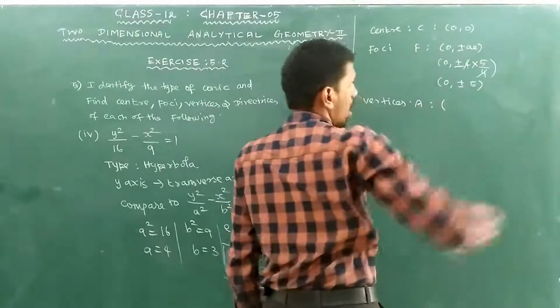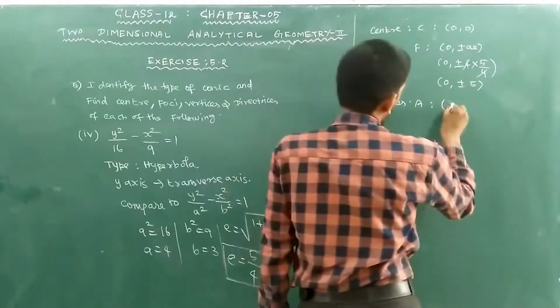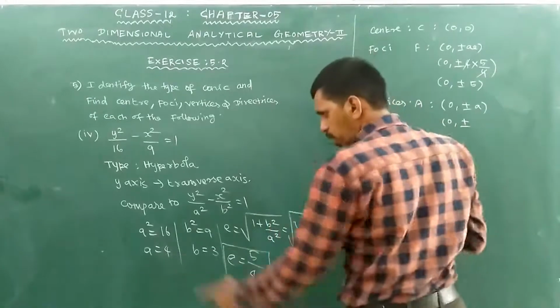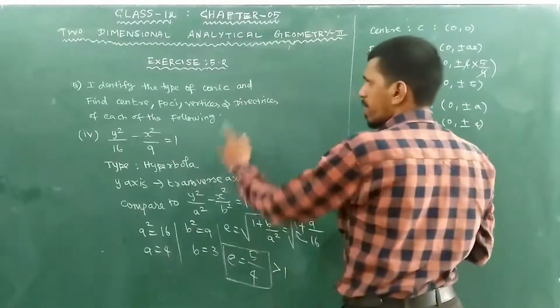Now the vertices. The y axis is the transverse axis, so the vertices are 0, plus or minus a. What is a? 4. So the vertices are 0, plus or minus 4.